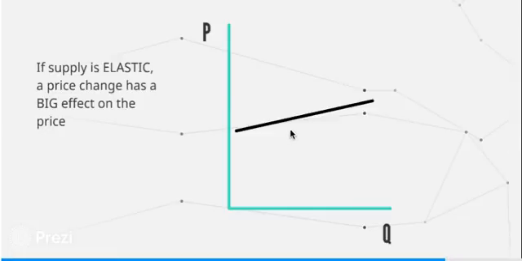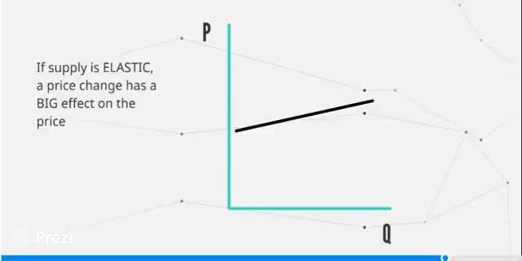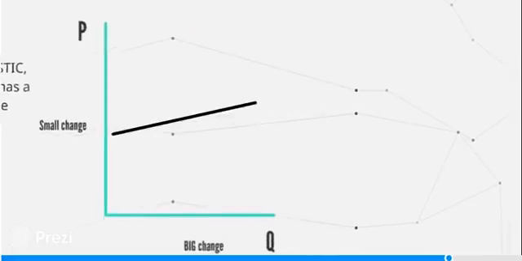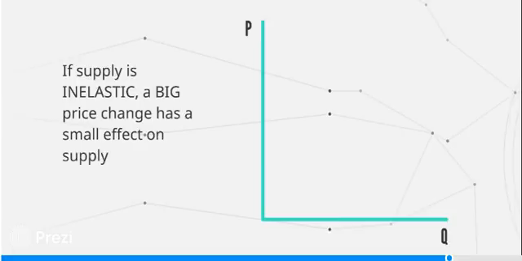Just like we said yesterday, if we pick 2 points here on our line, the price is only going to increase a little bit, but the quantity is going to increase significantly. A small change in price has a big effect on the quantity. If supply is inelastic, a big price change has a small effect on supply. So we've already done our shallow elastic curve. This is our steep inelastic curve.